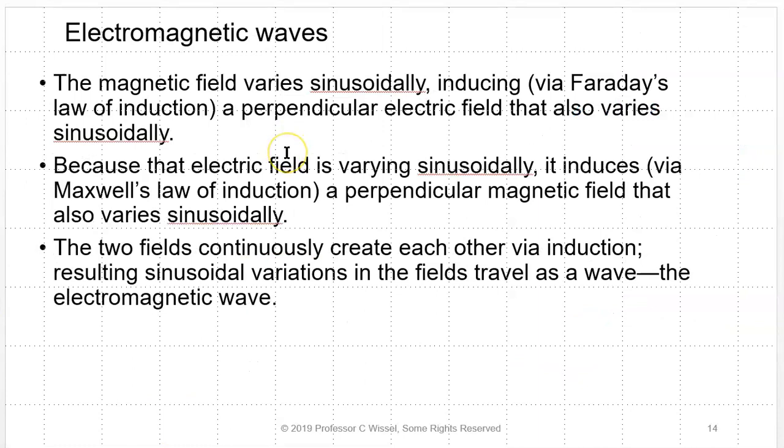The magnetic field varies sinusoidally, inducing, via Faraday's law of induction, a perpendicular electric field that also varies sinusoidally at the same frequency. Because the electric field is varying sinusoidally, it will induce via Maxwell's law of induction a perpendicular magnetic field that also varies sinusoidally. The two fields continuously create each other via induction, and the resulting sinusoidal variations of the fields travel as a wave, and that's the electromagnetic wave.